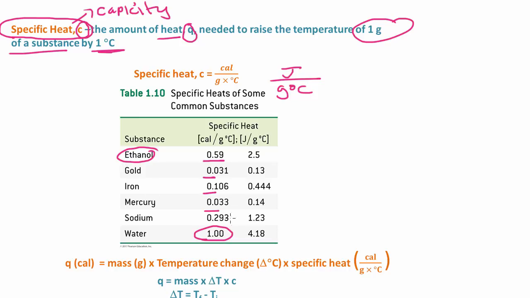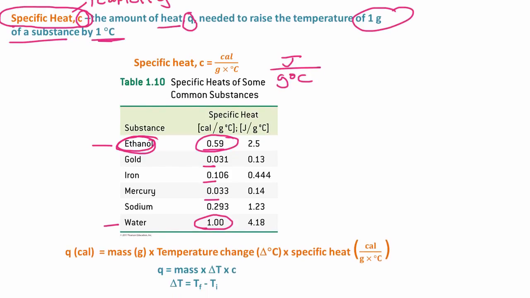Let's compare the specific heats for ethanol and water. So we see for ethanol, it's 0.59. So that means that if I had some ethanol in a pan and some water in a pan or a beaker, and I heat those up, I'm going to be able to heat the same amount of ethanol much quicker than the water. That's because it's going to take a lot more heat energy to heat that water than it does the ethanol.